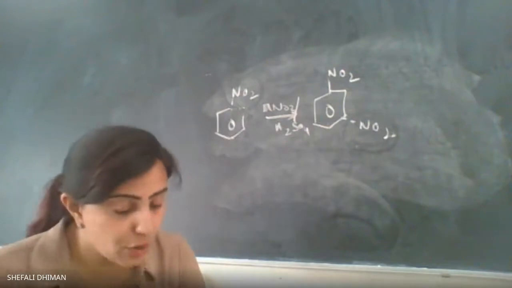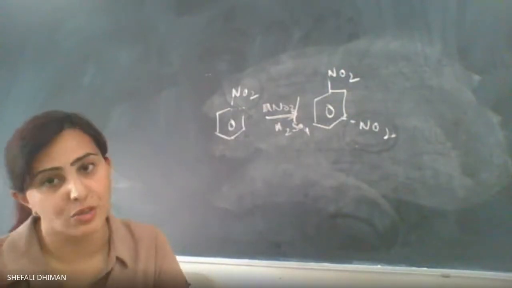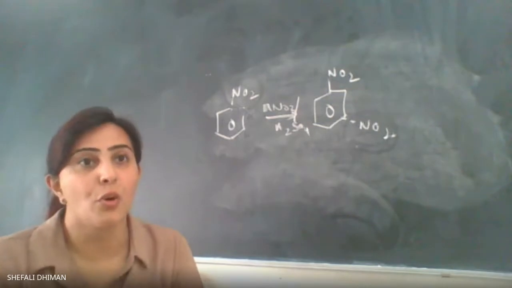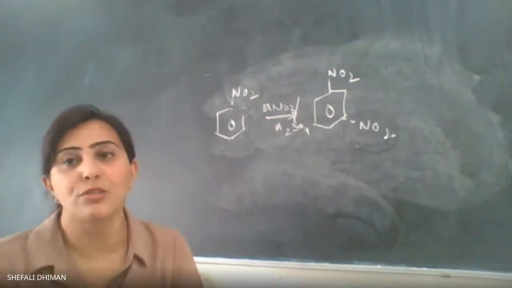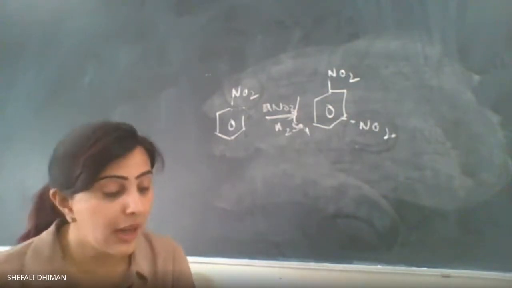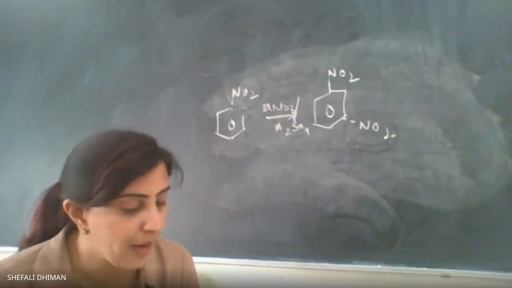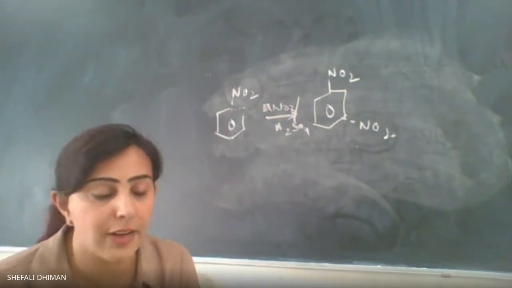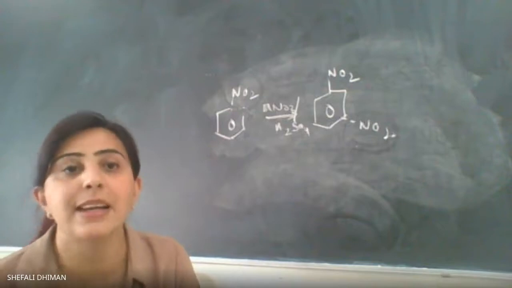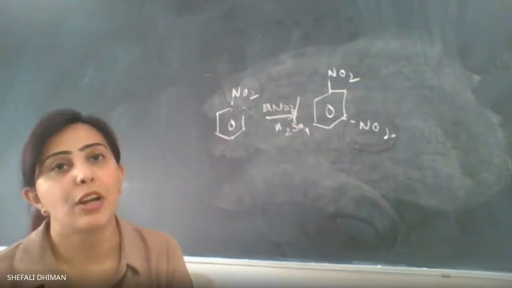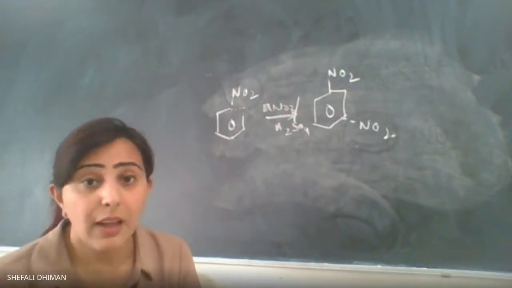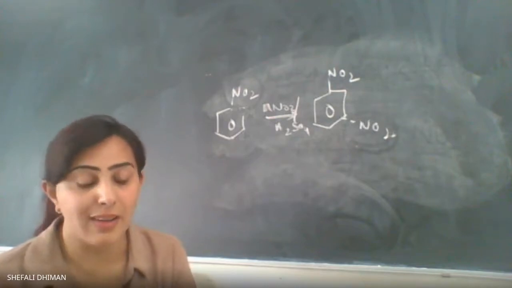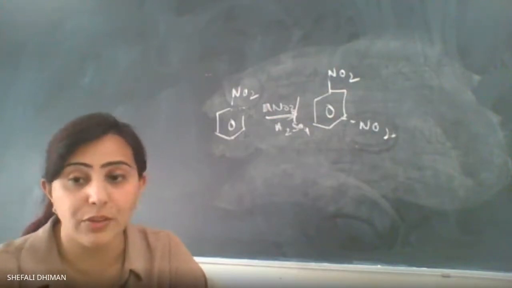So what you do is you take nitrobenzene, which is your starting material, which is your reactant. You take nitrobenzene 6 ml, nitric acid 7 ml and sulfuric acid 10 ml. So these are the ratios which have to be added once you carry out the reaction. So how do you carry out the reaction?